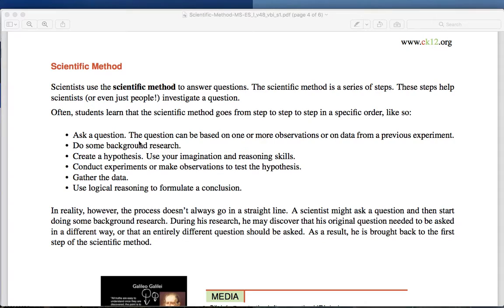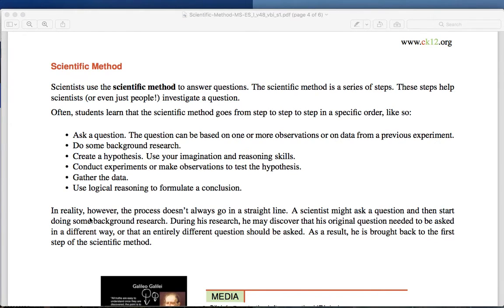Ask a question. A question can be based on one or more observations or on data from a previous experiment. Do some background research. Create a hypothesis. Use your imagination and reasoning skills. Conduct experiments or make observations to test the hypothesis. Gather the data. Use logical reasoning to formulate a conclusion.